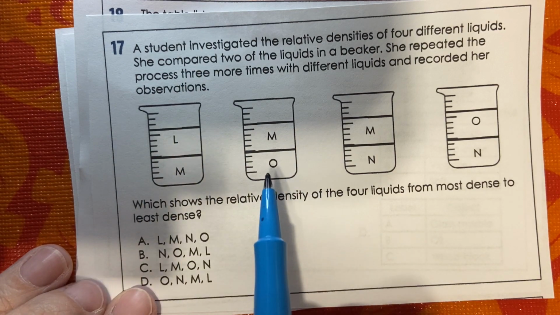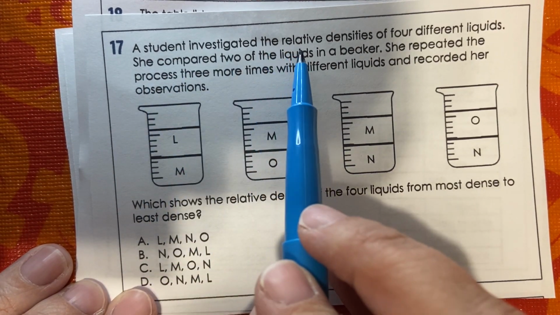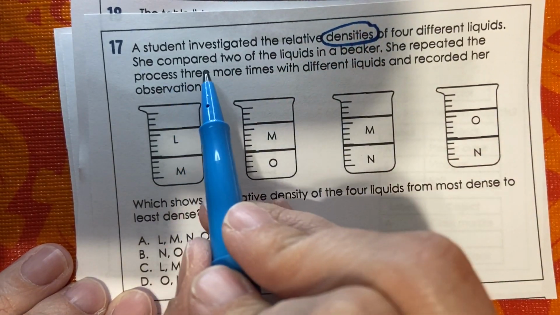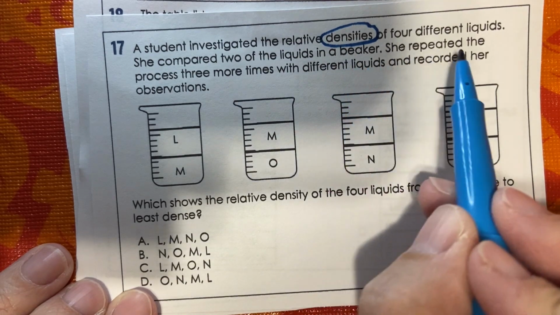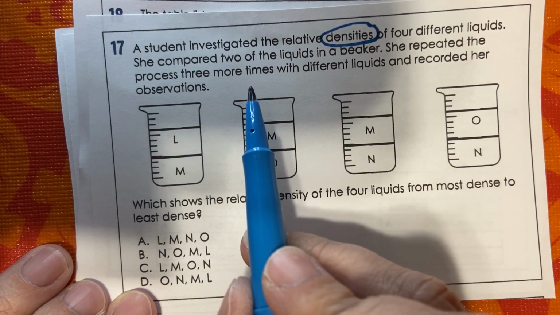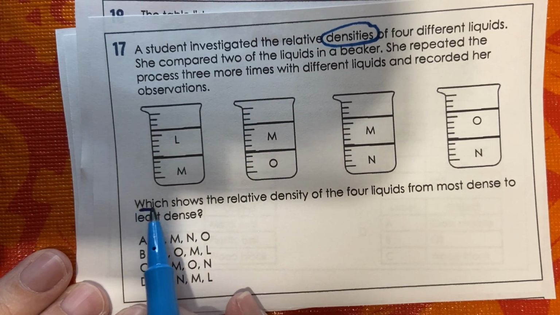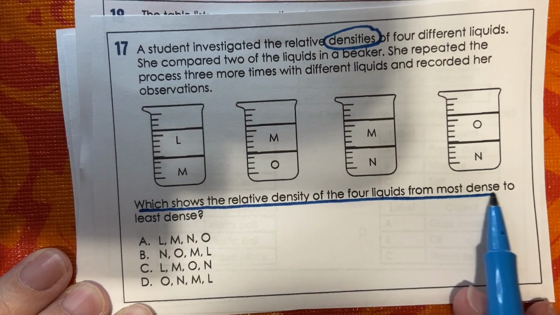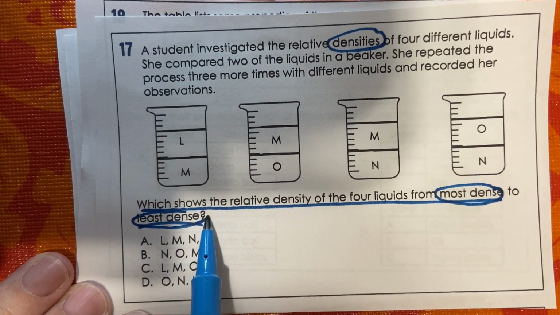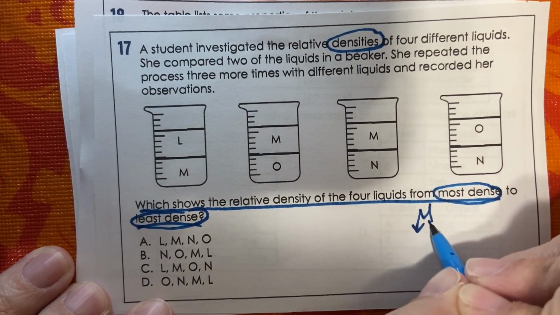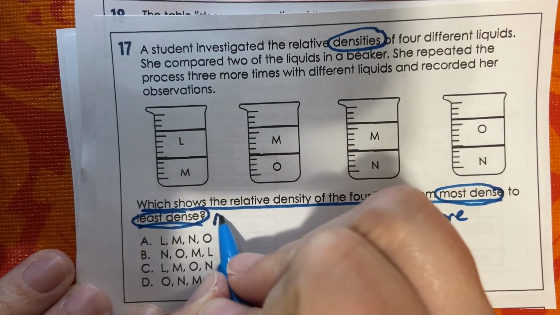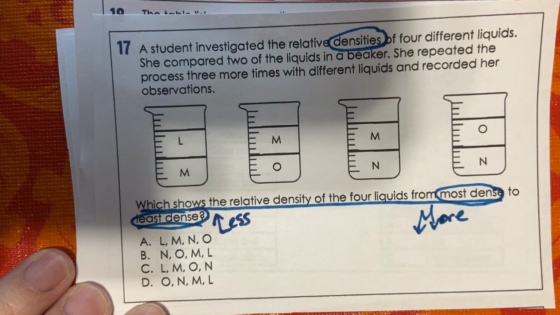I'm just going to work this one out with you. A student investigated the relative densities of 4 different liquids. So we're talking about density here. She compared 2 of the liquids in a beaker. She repeated the process 3 more times with different liquids and recorded her observations. Okay, so the question is, which shows the relative density of the 4 liquids from most dense to least dense? And what we have to remember is that the ones that are more dense are going to be down lower, right? And the ones that are less dense are going to be up above, right?